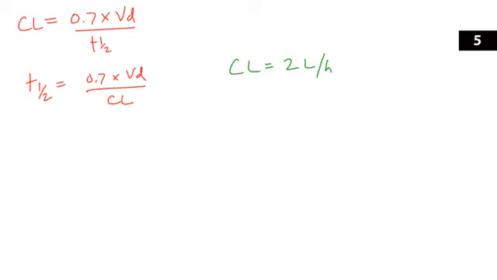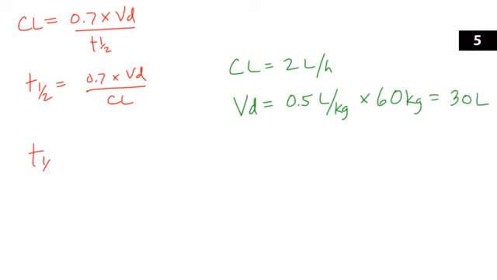And the volume of distribution is kind of given. It says volume of distribution is 0.5 liters per kilogram, but liters per kilogram is not a unit for volume. Don't ignore the units in these problems. Volume is just liters, not liters per kilogram. So if this patient is 60 kilograms, the volume of distribution for this drug in this patient is 0.5 times 60, which gives you 30 liters. So the volume of distribution here is 30 liters, and you multiply that by 0.7 and divide by your clearance, which is 2, and you get 10.5. So the half-life here is 10.5 hours.